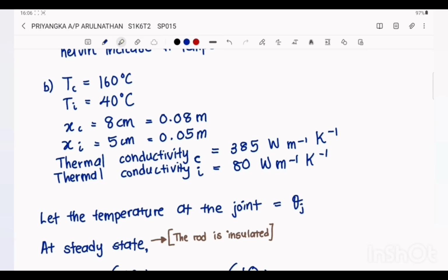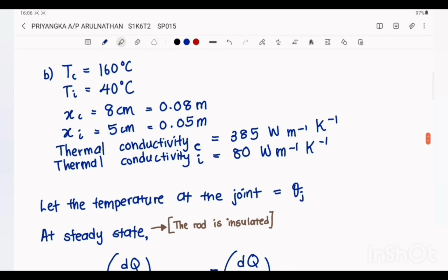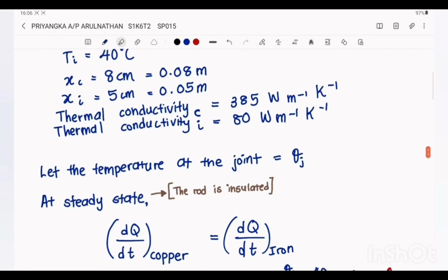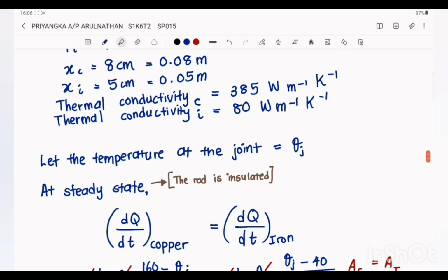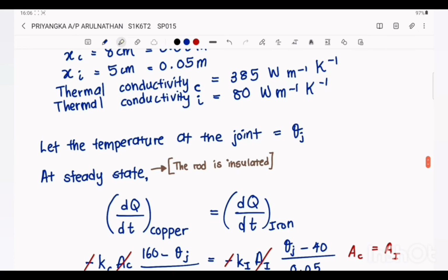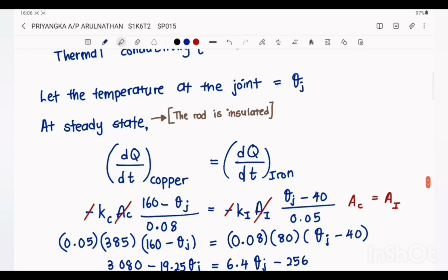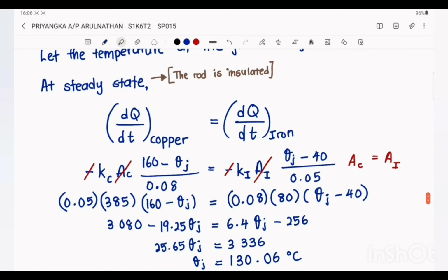Given that the temperature of copper is 160 degrees Celsius, the temperature of iron is 40 degrees Celsius, Xc is 8 cm which is 0.08 meter, Xi is equal to 5 cm which is 0.05 meter, and the thermal conductivity of copper is 385 and the thermal conductivity of iron is 80 Wm^-1 K^-1. Let the temperature at the joint be theta J. At the steady state, the rate of heat flow of copper is equal to the rate of heat flow of iron.